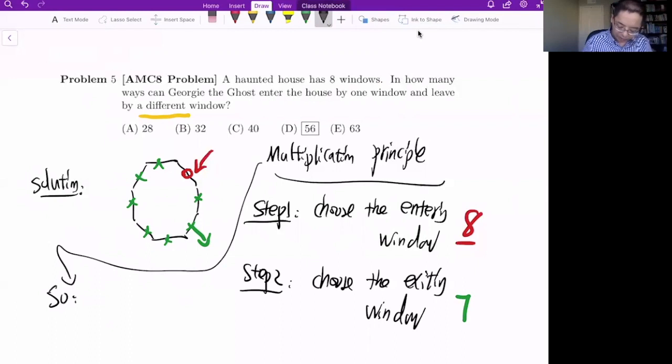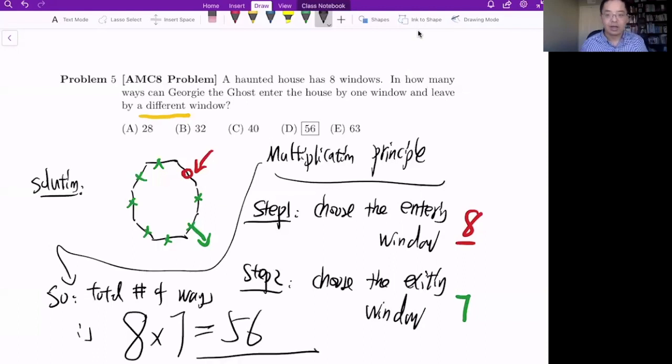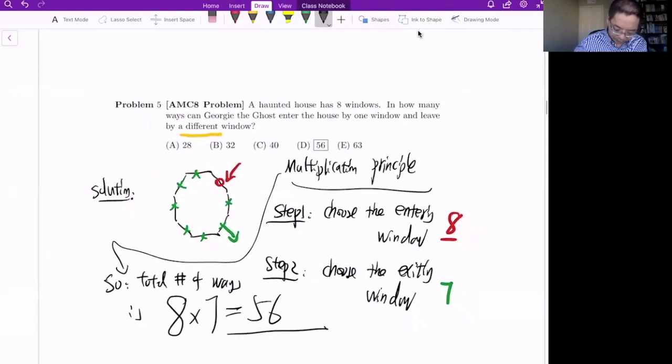So by the multiplication principle, the total number of ways is 8 multiplied by 7, which is 56. So that's why we call it the multiplication principle. We do not do addition, we do multiplication, since each entering window is associated with 7 different choices of exiting window. So that's why it's 8 multiplied by 7.